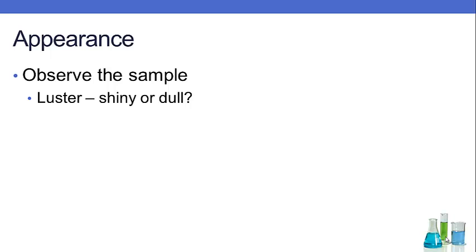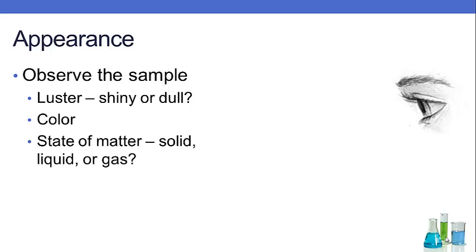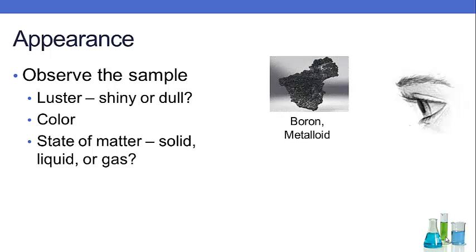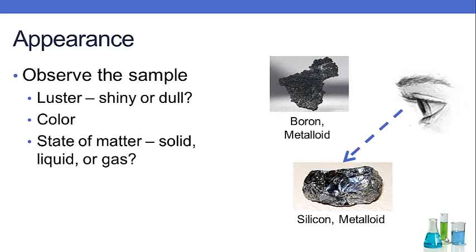So to test appearance, we need to observe the sample, and we are specifically looking for luster. Is it shiny or dull? The color, the state of matter. Is it a solid, a liquid, or a gas? So we can just observe and determine a lot of information about the sample just from looking at it.